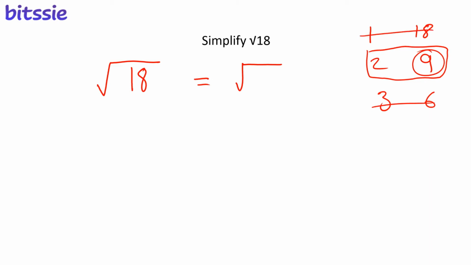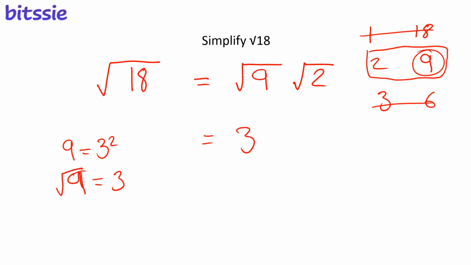So we can write the square root of 18 as root 9 root 2. But we can simplify this even further. As I just said, 9 is equal to 3 squared. So the square root of 9 is equal to 3. So we can write this as 3 root 2. And this is what we classify as a simplified form.